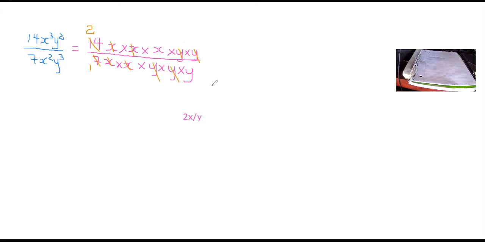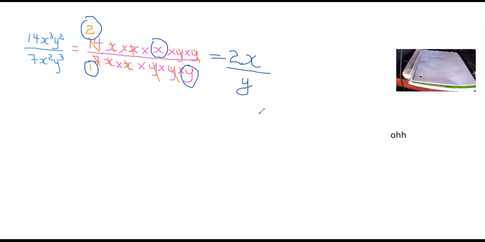What remains is what constitutes my simplified algebraic expression. My numerator is 2 times x, which gives me 2x. And in my denominator, what remains is 1 by y, which leaves me with y. And that's our answer. So, Carisha, do you feel a little better about your answer?